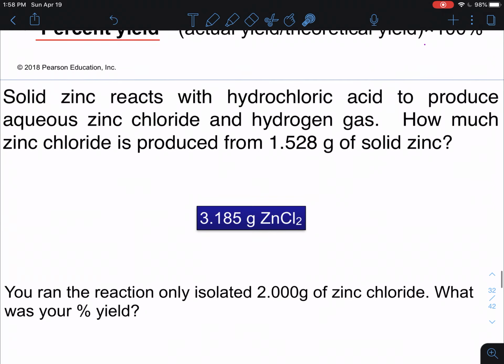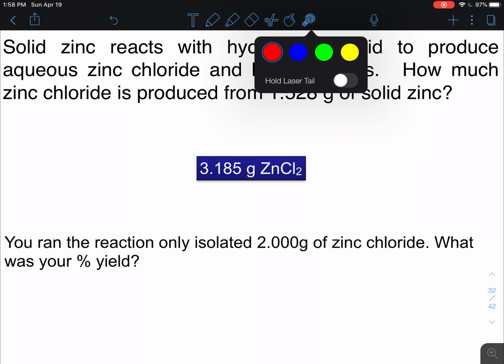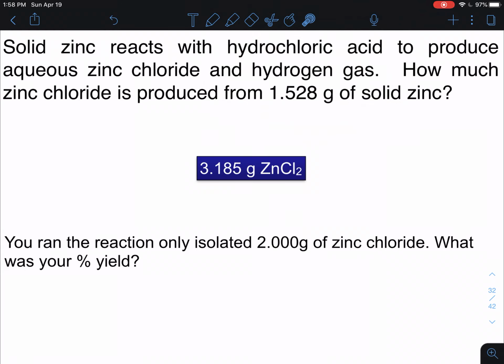All right, so let's do some examples, give this some more context, okay? So if you guys remember, we already talked about this problem. Solid zinc reacts with hydrochloric acid to produce aqueous zinc chloride and hydrogen gas. How much zinc chloride is produced from 1.528 grams of solid zinc? We already talked about this previously in lecture. But I essentially told you that solid zinc is the limiting reactant in this reaction.